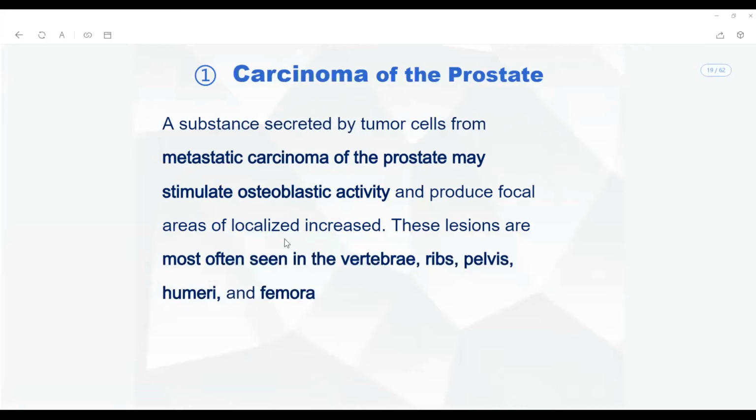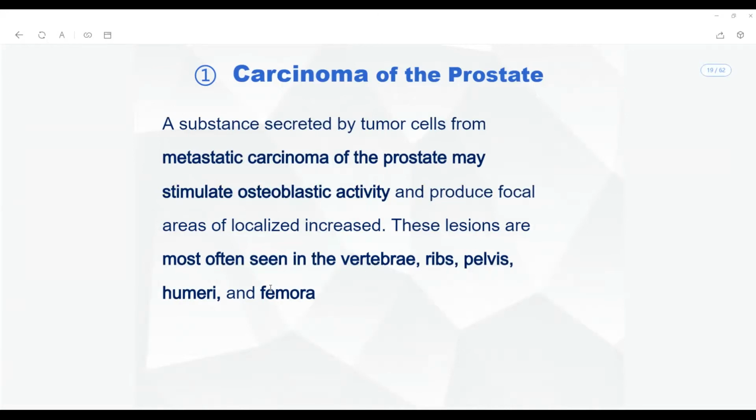So that is what is happening in carcinoma of the prostate, and these lesions are mostly seen in the vertebrae, ribs, pelvis, humerus, and femur, right? So remember where you have to particularly look if there is an increased density in the vertebrae, increased density in the ribs, increased density in the pelvis, increased density in the humerus and femur. You understand here what all these structures are.